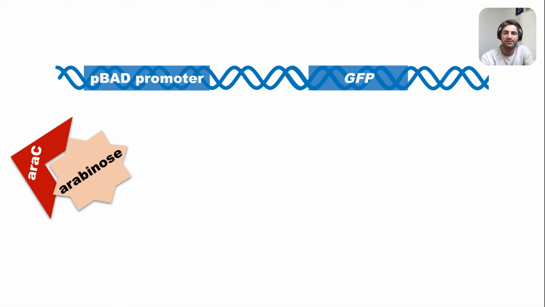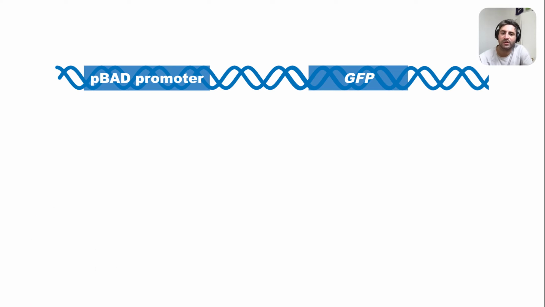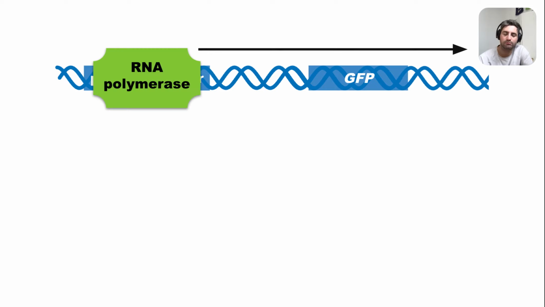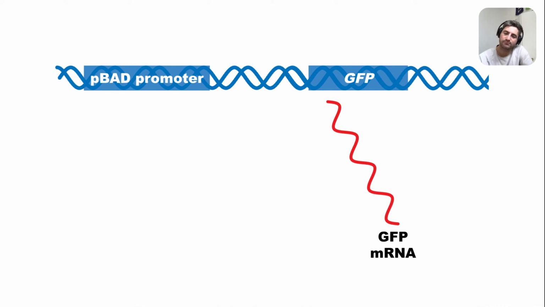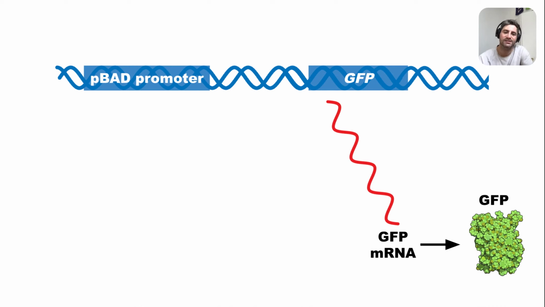arabinose. And so we'd expect that if arabinose is present and the pBAD promoter is no longer being inhibited by the ARA-C protein, because the ARA-C protein and the arabinose have fallen off the DNA, that we are able to allow RNA polymerase to bind to the pBAD promoter and then transcribe the GFP gene into GFP mRNA, and then the GFP mRNA will be translated into GFP, the protein, which is the protein that allows the bacteria to glow green.